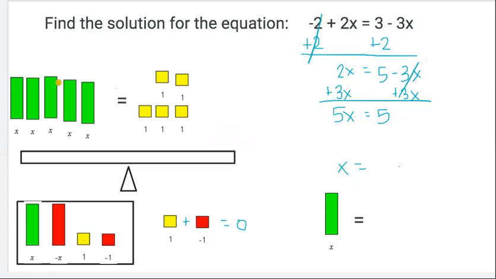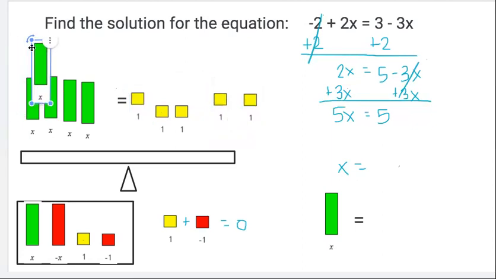How much is 1 going to be worth? Well, let's see. If I split it or divide it into 5 groups, 1, 2, 3, let's do it this way. Here we go.